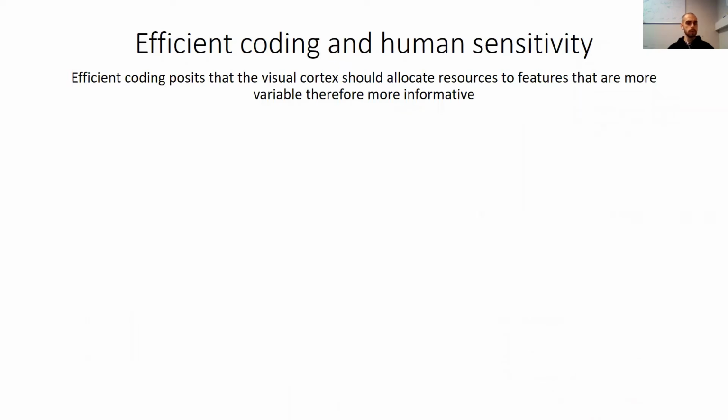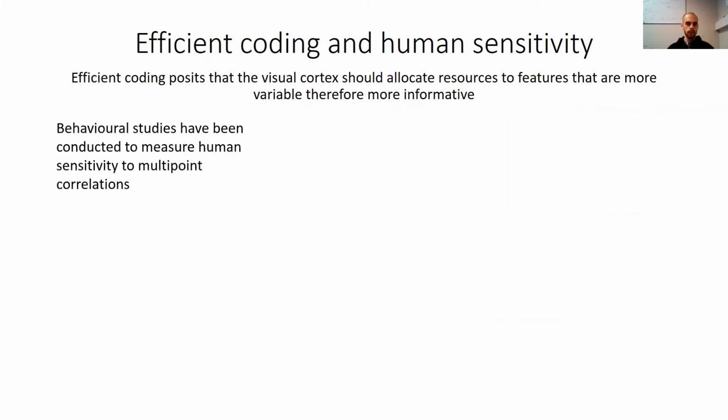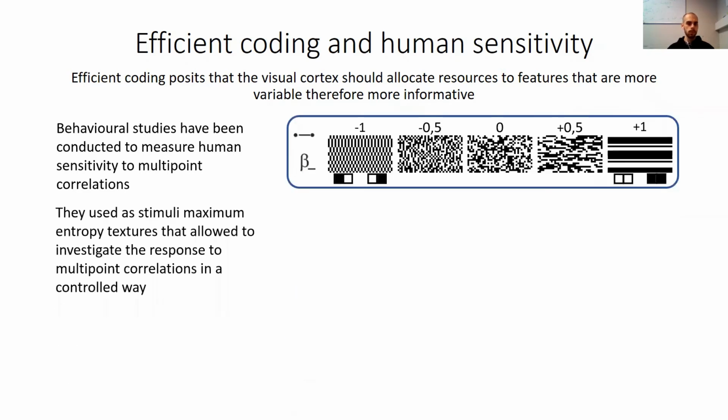So if we now look at sensory perception, according to the efficient coding principle, we expect that the visual cortex should allocate more resources to encode features that are more variable and therefore more informative. Following this idea, different behavioral studies on humans have been conducted to measure sensitivity to the multipoint correlations seen previously. All used the stimuli maximum entropy textures, as the one shown here.